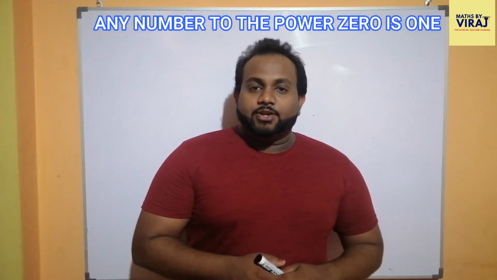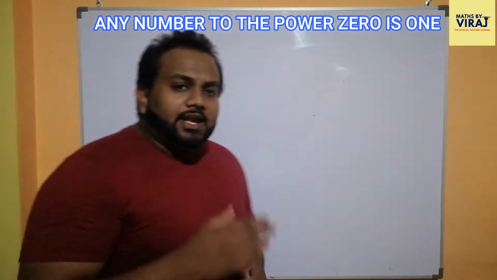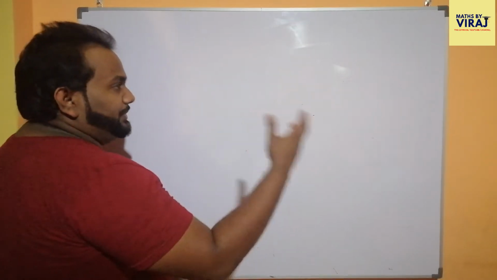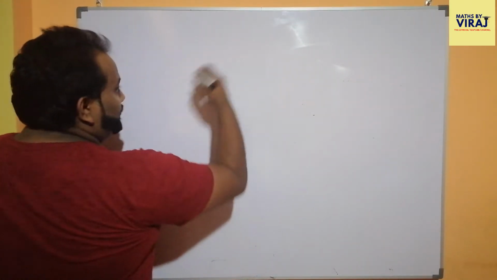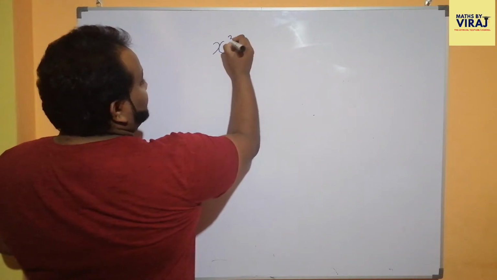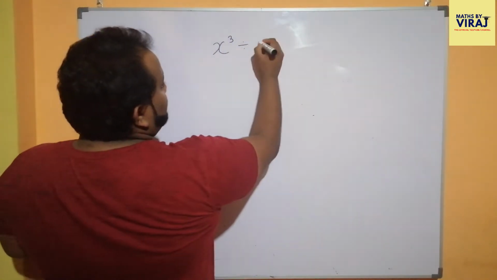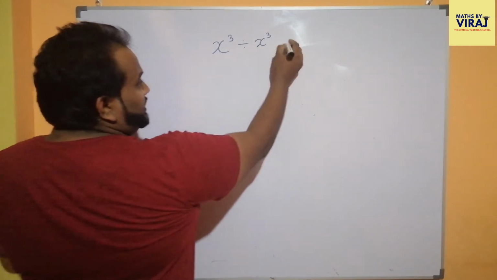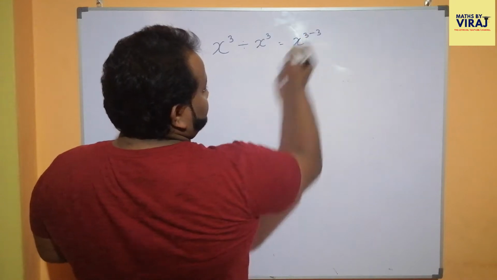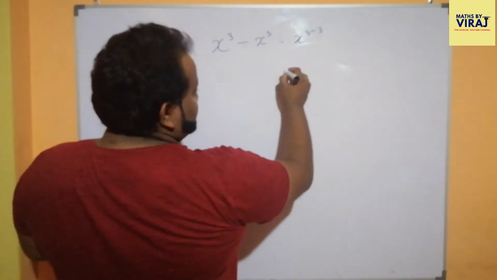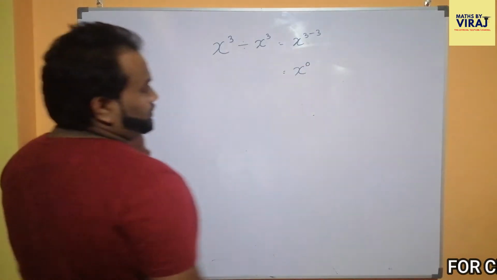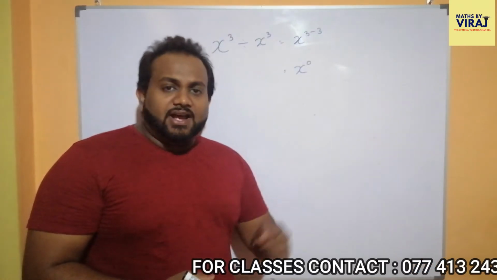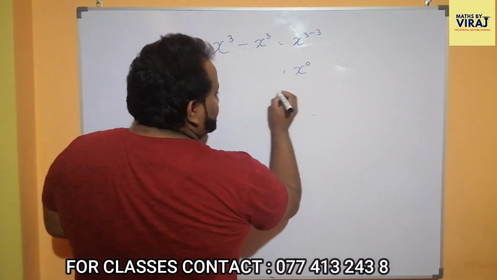Any number to the power 0 is 1. How? Let's try to understand this. Now, using the basic knowledge that we learned about indices from the previous video, we know that x to the power 3, if divided by another x to the power 3, since the bases are the same, we subtract the powers, which gives us the answer x to the power 0. Now I am saying that any number to the power 0 is 1. Let's try to understand it.